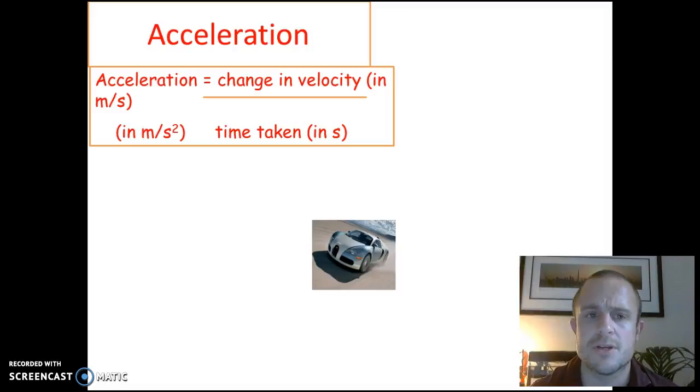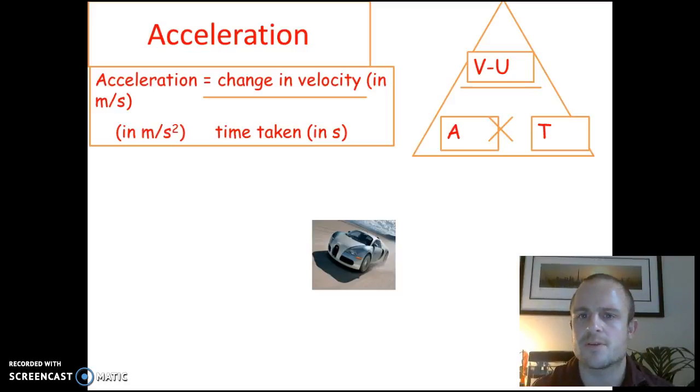We use this equation here. Acceleration is equal to velocity divided by time taken. Now velocity, I forgot to mention, is measured in meters per second. Acceleration is measured in meters per second squared. Okay, so if you can see that from there. And therefore we're going to draw a little triangle up here.